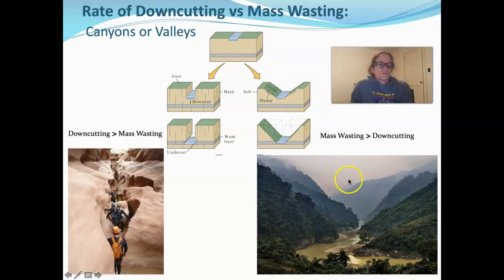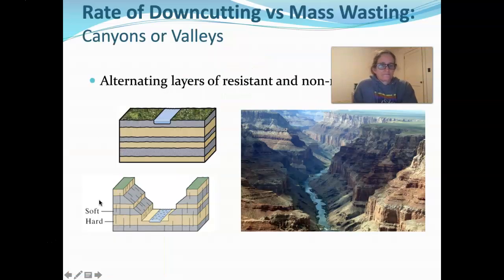On the right is what we have more of in this area, where the down cutting is in softer rocks, and so you have a lot of breaking off and slumping of the rocks, so we have more of a wider valley than a slot canyon like you might see in these more resistant to erosion rocks.